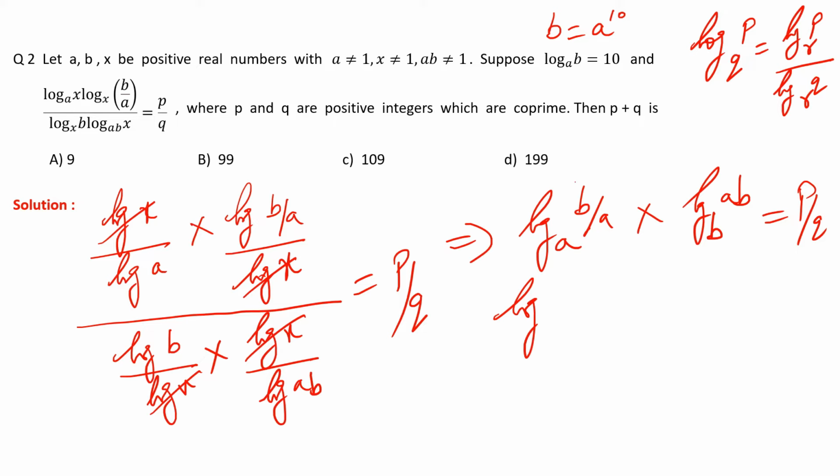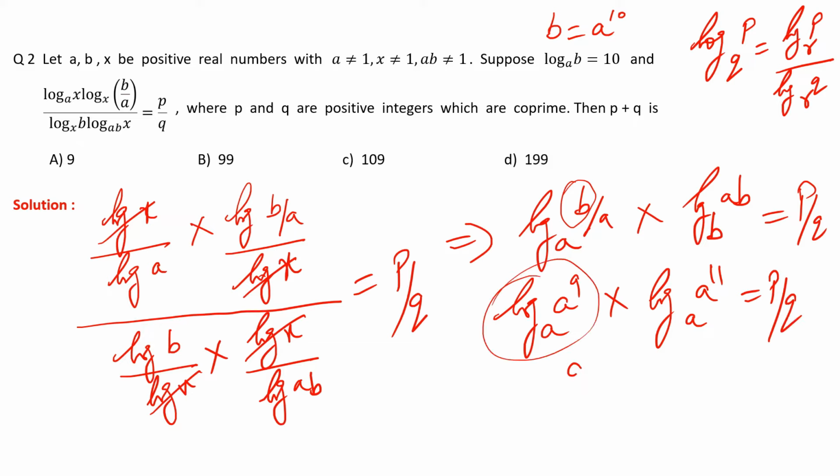Now when I put b as a to the power 10 over here, it becomes log a to the power 9 to the base a into log a to the power 11 to the base a, and this is p by q, right? Now students, the value of this expression is nothing but 9, and in the base over here it is a to the power 10. Just please pay attention, the base in this case is a to the power 10 because base was b.